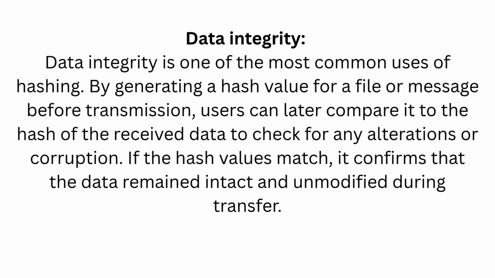Applications of hashing. Data integrity. Data integrity is one of the most common uses of hashing. By generating a hash value for a file or message before transmission, users can later compare it to the hash of the received data to check for any alterations or corruption. If the hash values match, it confirms that the data remained intact and unmodified during transfer.